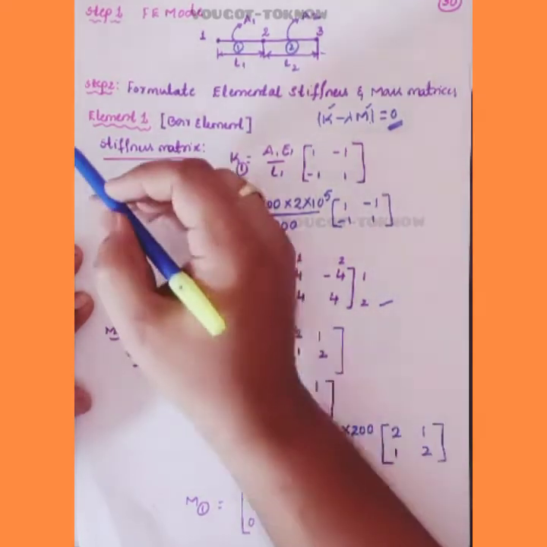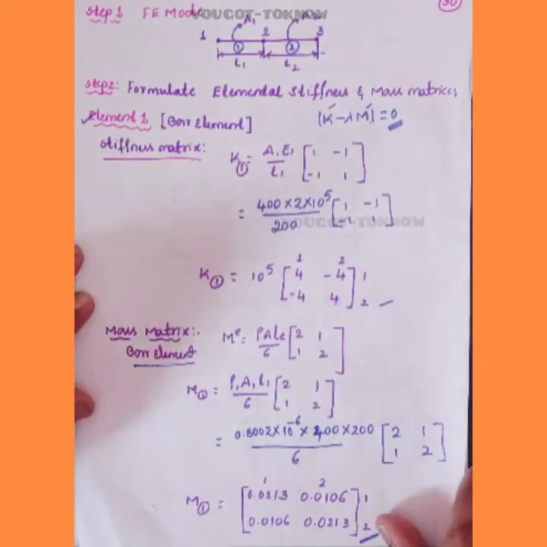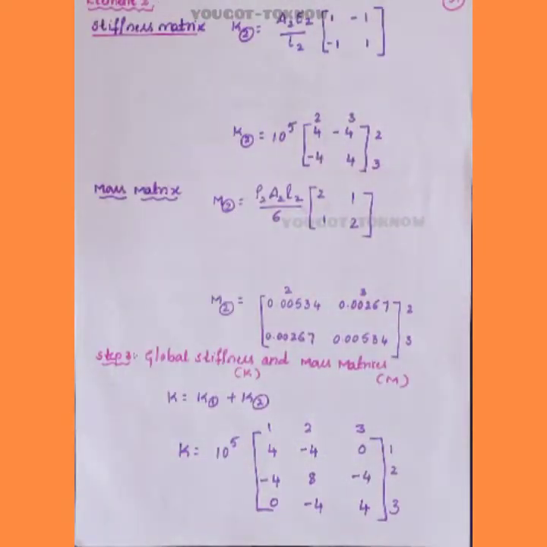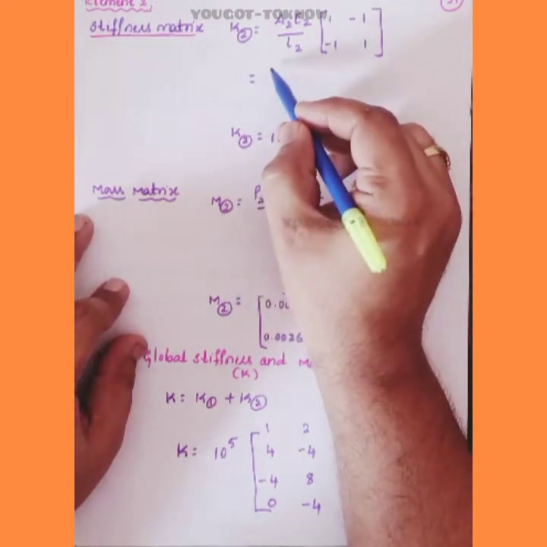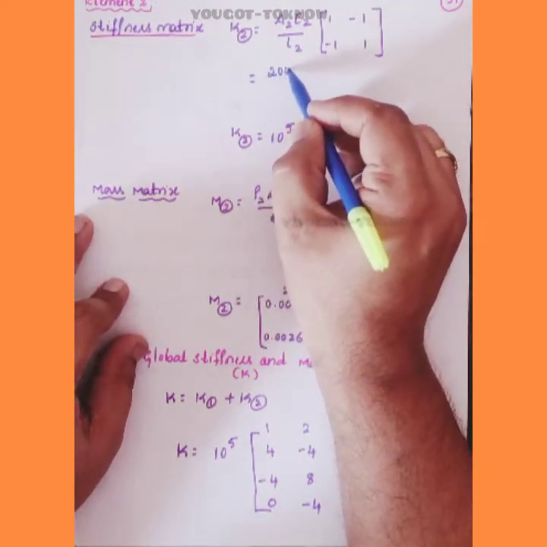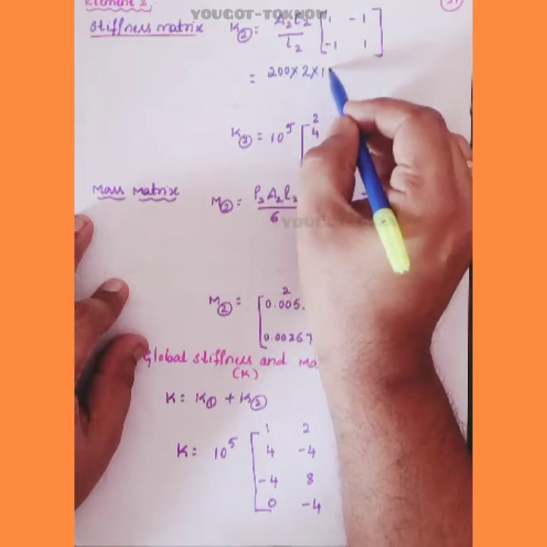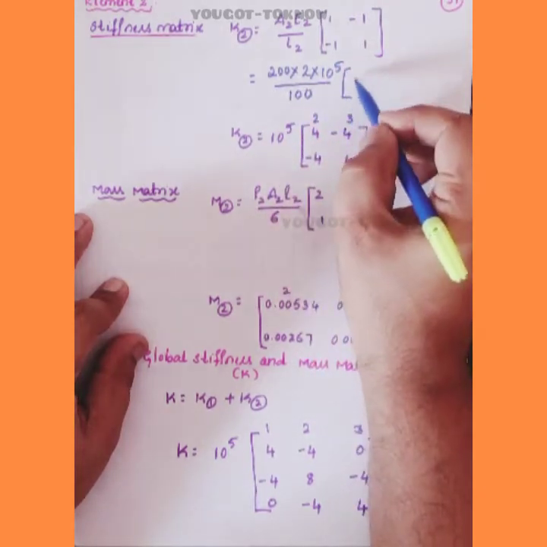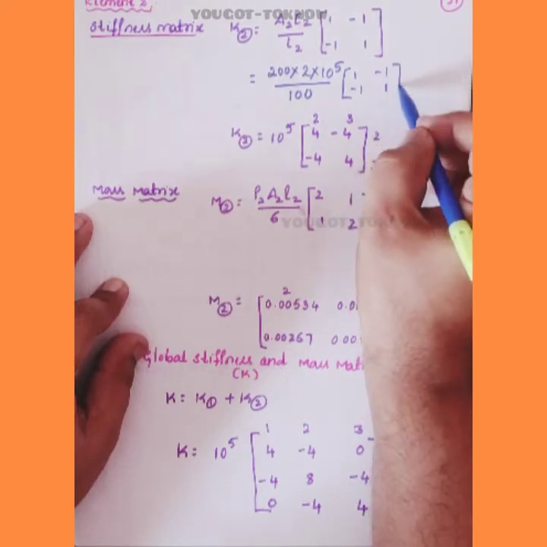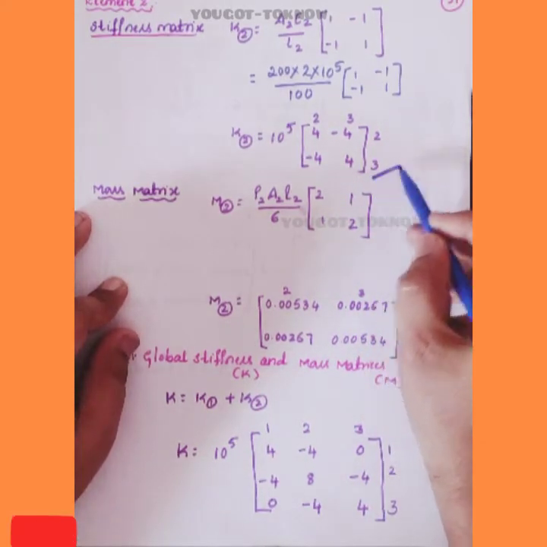Now this is only for element number 1. Now repeat the same procedure for element number 2. What is the area of element number 2? The area of element number 2 is 200. Young's modulus is 2 into 10 power 5. The length of the element is 100. The matrix is [1, -1; -1, 1]. If you solve it, once again you are going to get a matrix.